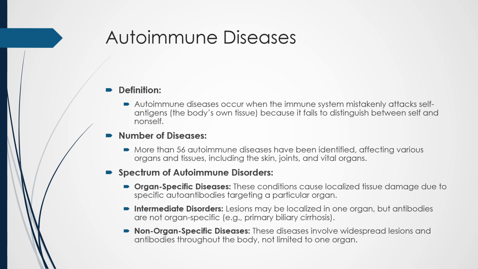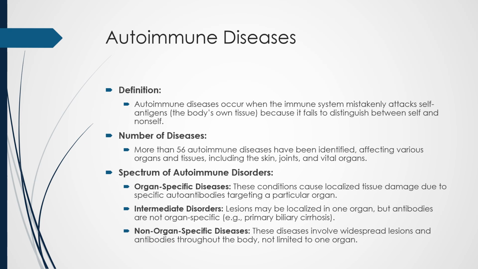Autoimmune diseases occur when the immune system mistakenly attacks self-antigens because it fails to distinguish between self and non-self. This leads to the immune system directing immune responses against normal tissue, causing self-destruction. There are more than 56 autoimmune diseases that have been identified, affecting various organs and tissues, including the skin, joints, and vital organs.